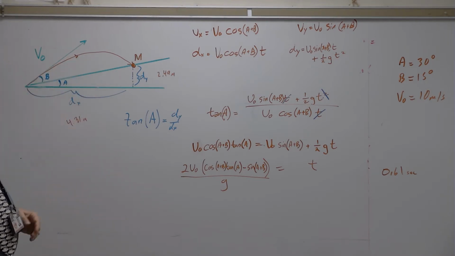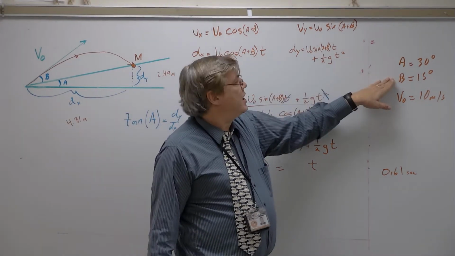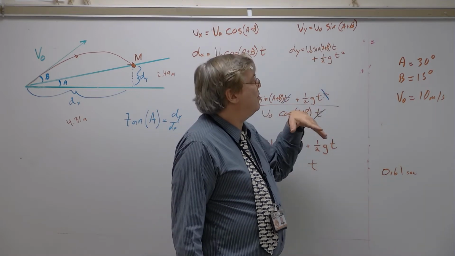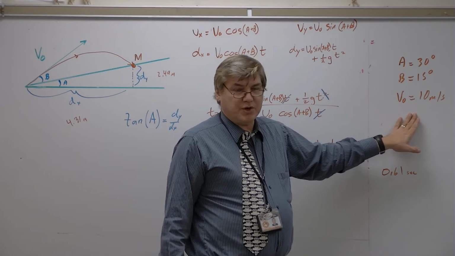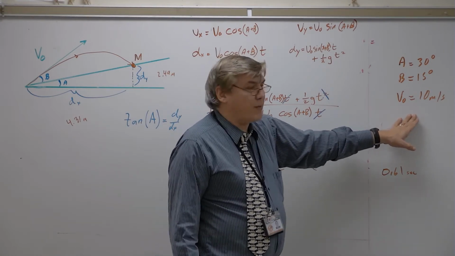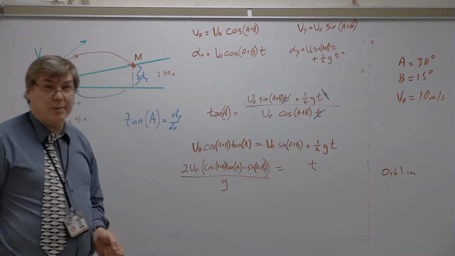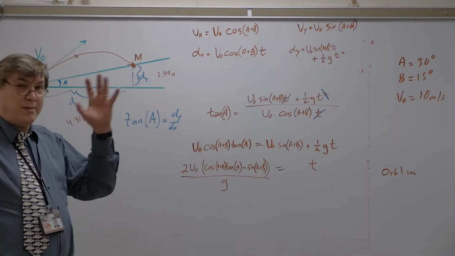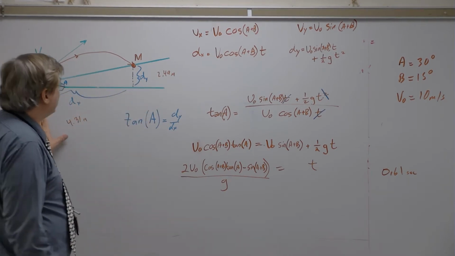So in this example, my bottom angle is 30 degrees, my top angle is 15. I think on your quiz, the lower angle is smaller. And in this example, I'm using 10 meters per second for my initial velocity. However, I'm not going to actually plug those numbers in until I've solved the entire formula as one big honking formula. So here are the things that I know.